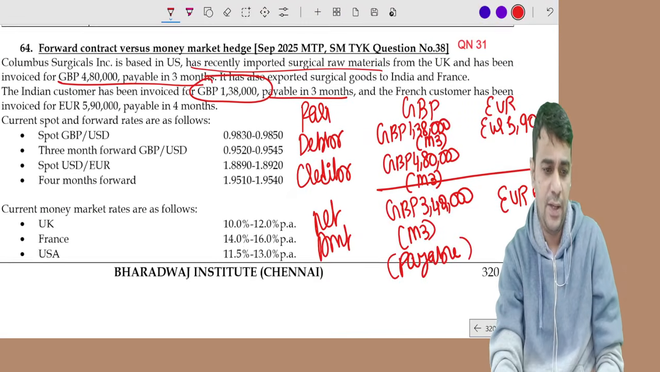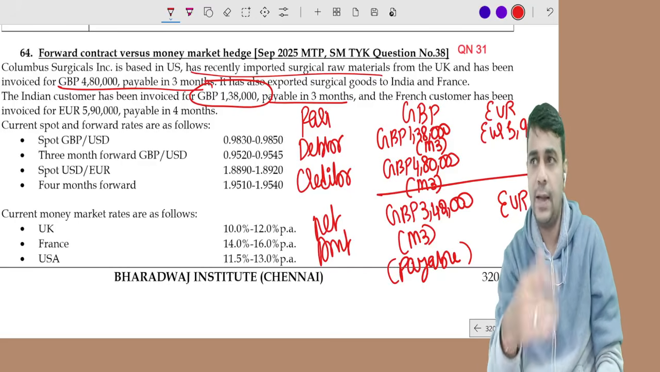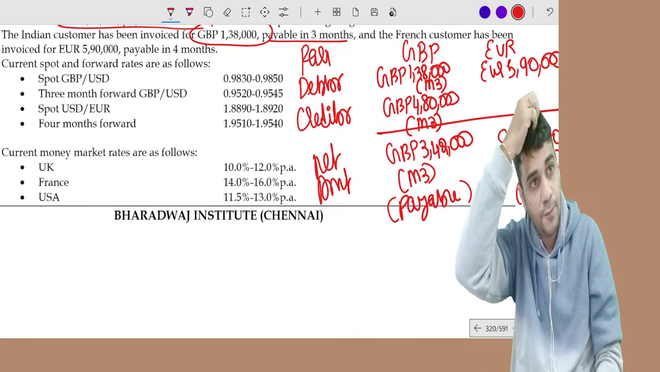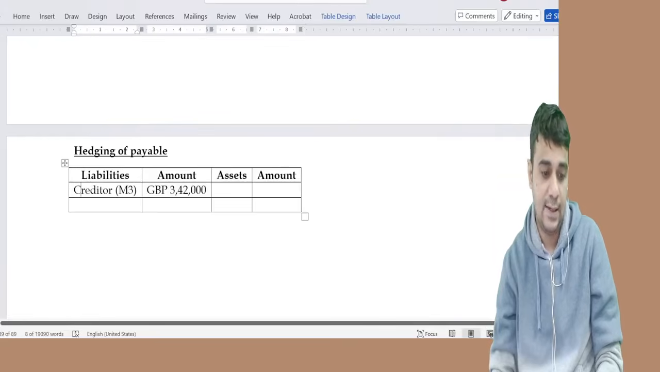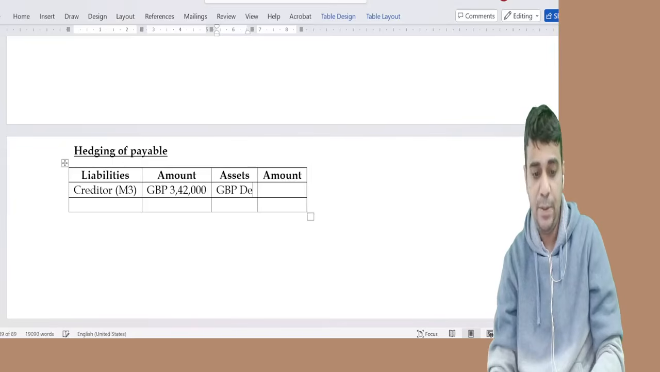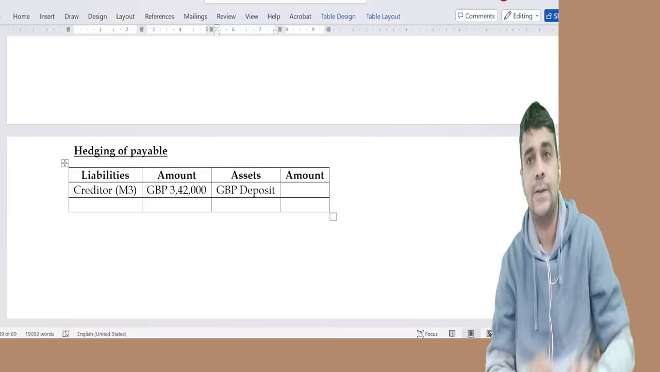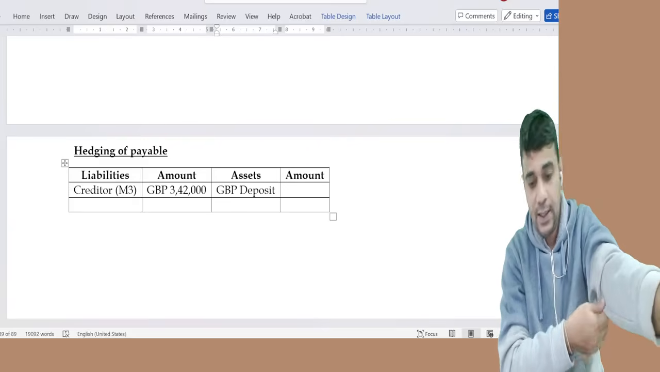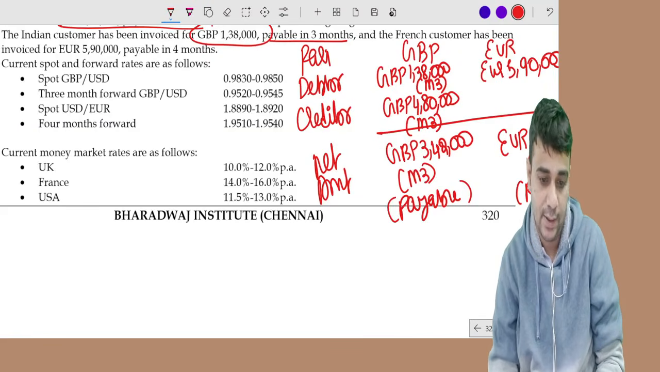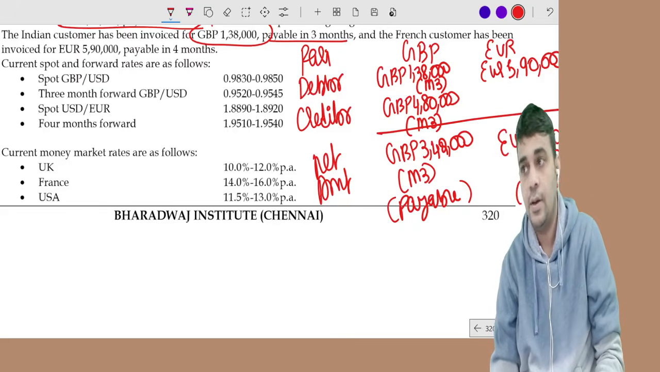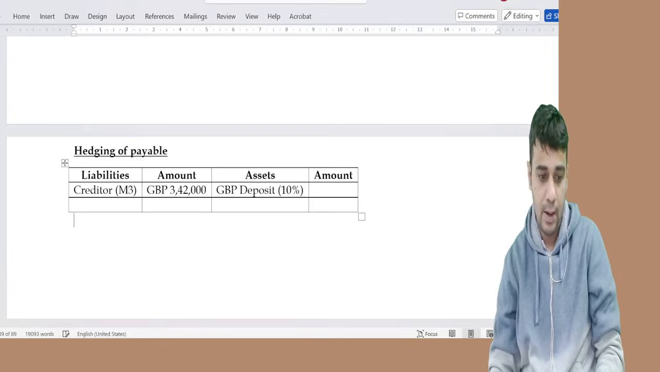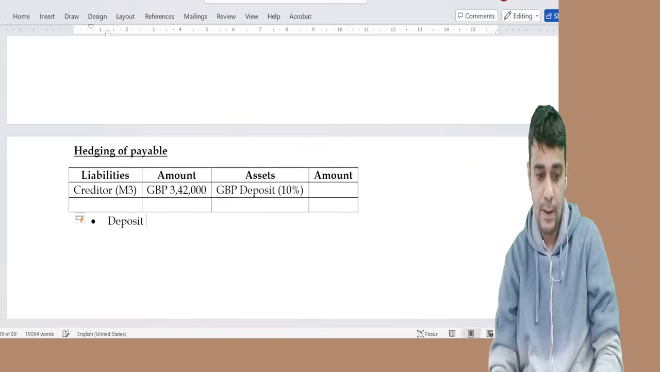Now we are based out of US, so I want calculations to be done in US currency. Against this creditor, GBP deposit. I cannot create it, I'm just doing a calculation. Tell me what is the interest rate for GBP deposit? UK interest rate 10, 12. 10 is deposit, 12 is borrowing. So in bracket 10%.